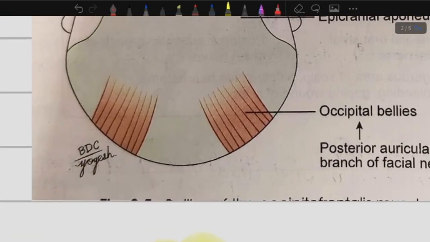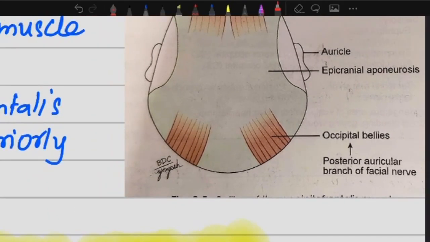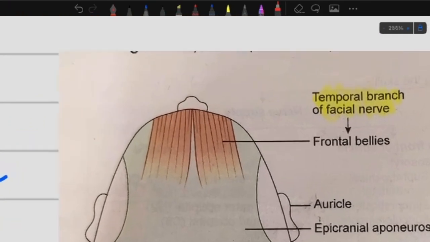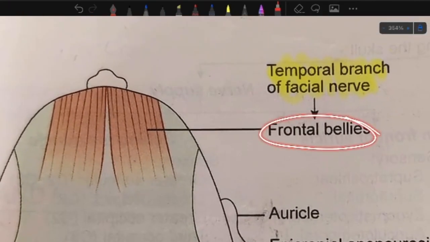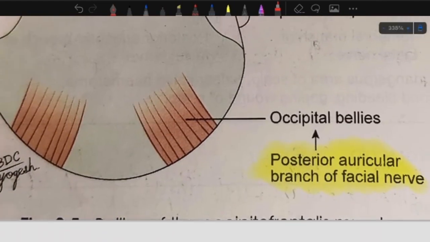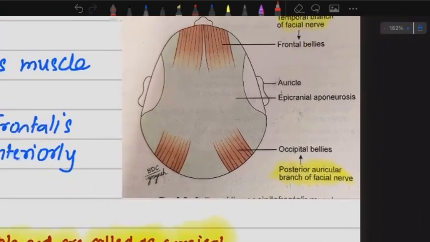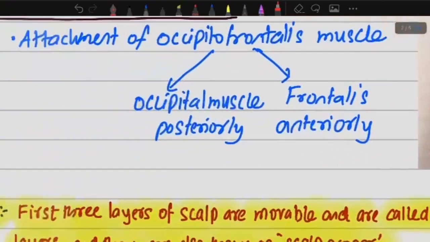Whereas the occipital bellies are supplied by the posterior auricular branch of the facial nerve. Okay, these two muscles are supplied by the facial nerve itself, but the branches differ. Look carefully, the frontal bellies are supplied by the temporal branch of the facial nerve, whereas the occipital bellies are supplied by the posterior auricular branch of the facial nerve. So you have a chance of being asked the nerve supply in MCQs.